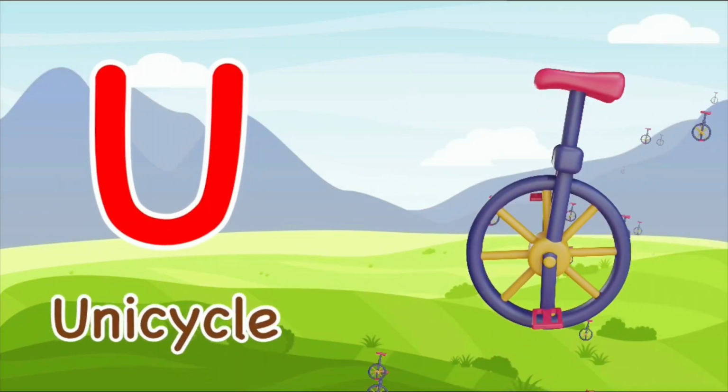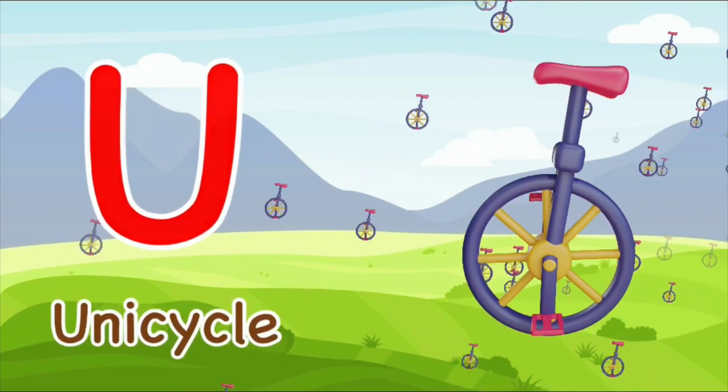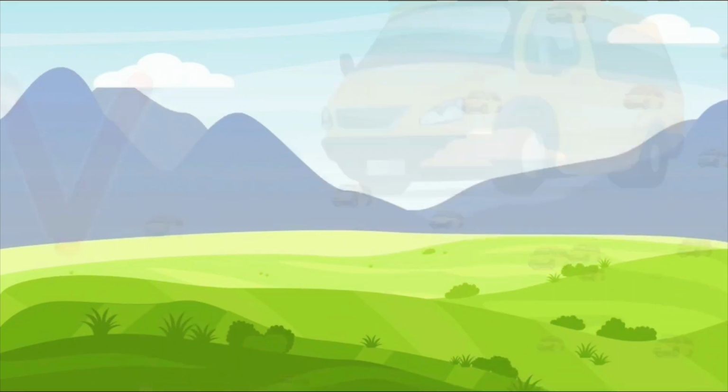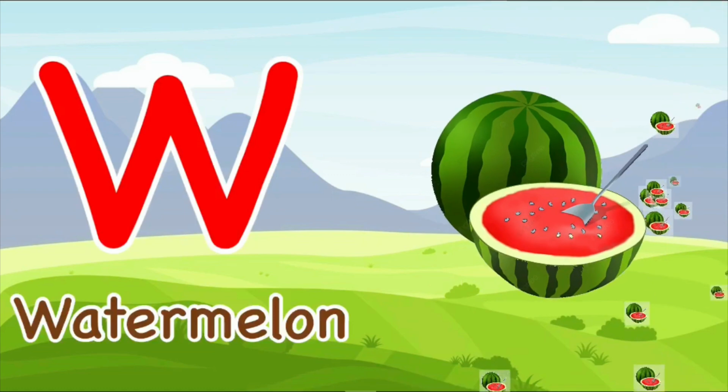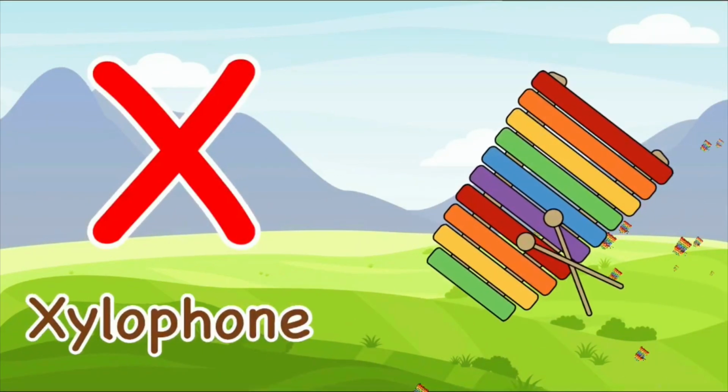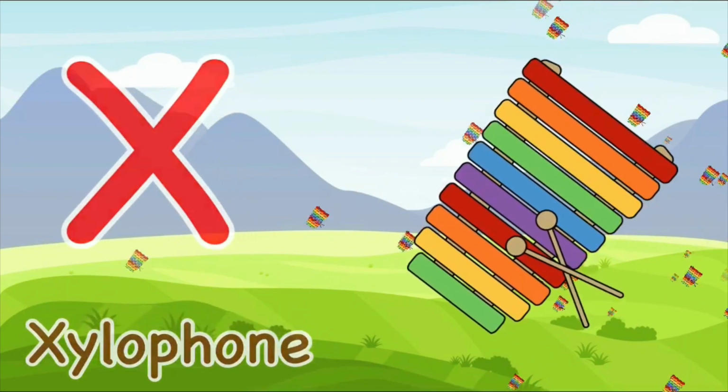U for unicycle. V for van. W for watermelon. X for xylophone.